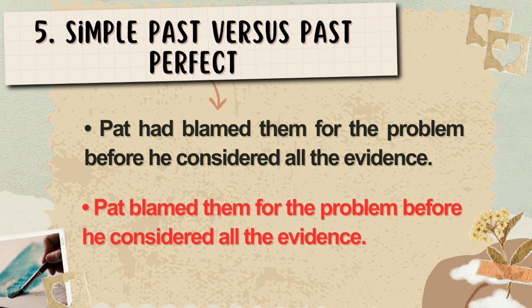However, it is possible to report this same sequence of two events using just the simple past tense for both, since the time adverbial makes clear the sequence. So like this: "Pat blamed them for the problem before they considered all the evidence." Even without the time adverbial, the simple past tense can be used with both clauses if the sequence of the clauses follows the sequence of events.